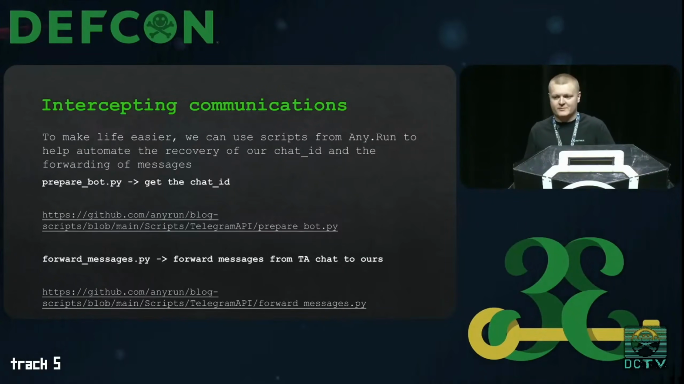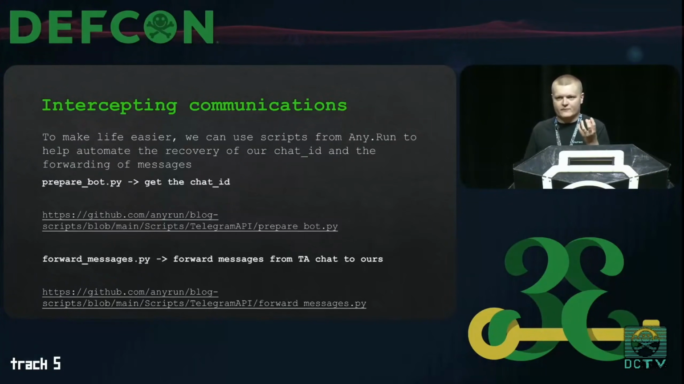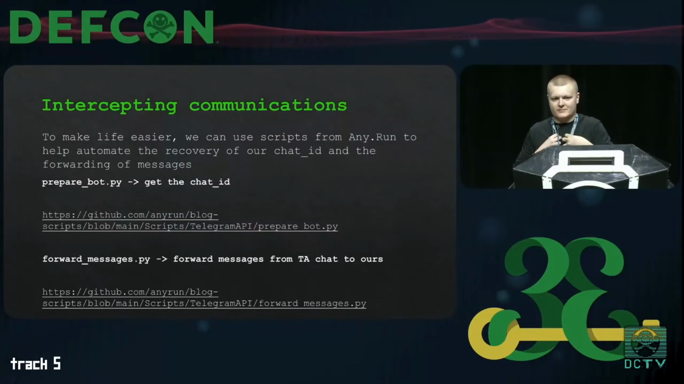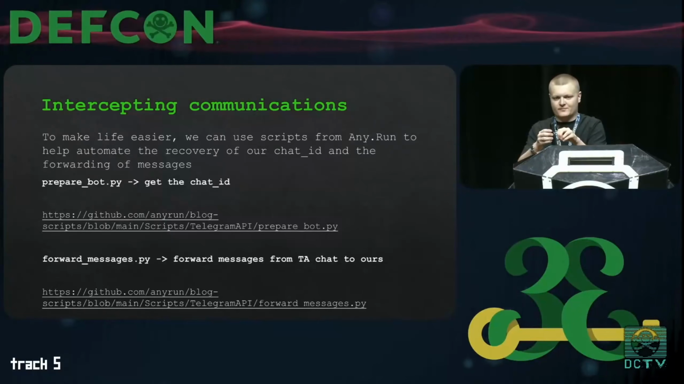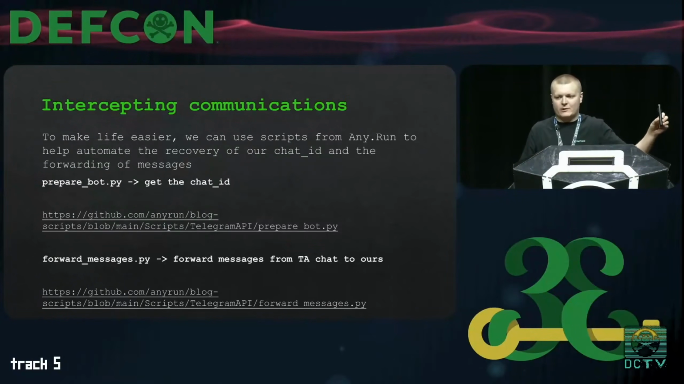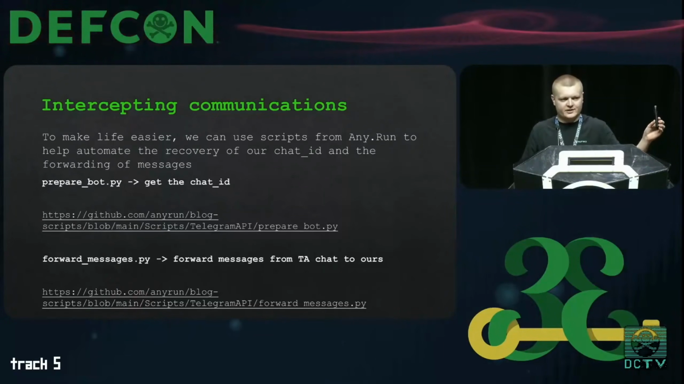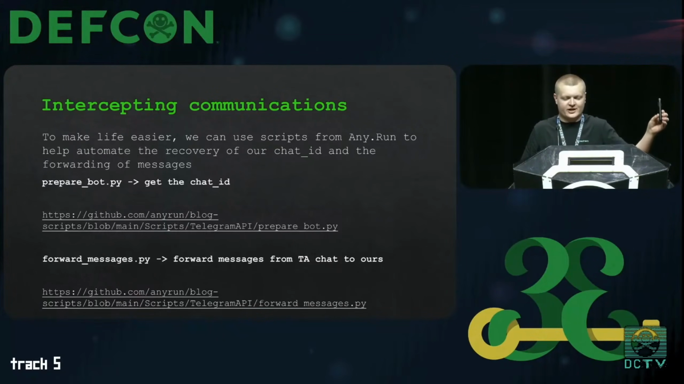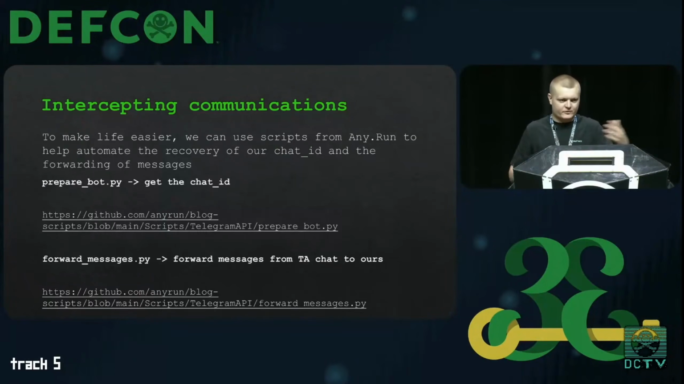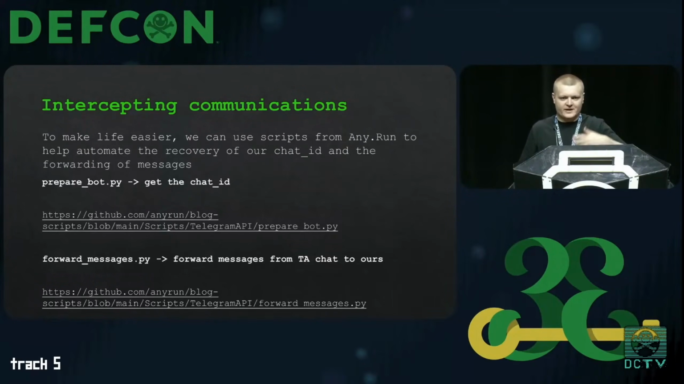So we can use the prepare bot script to get the chat ID. What this basically does in the back end is we add the threat actor's bot, which we've got the bot token for, to our own Telegram chat. And then we use the getUpdates method, and that will give us the ID of our Telegram chat with the threat actor's bot. We already have the ID of the threat actor's Telegram chat from the malware analysis, and then we can start forwarding messages from the threat actor's chat to my chat. And as a result of this, over time, as it iterates through all the messages, we'll get a complete copy of the whole C2 channel.